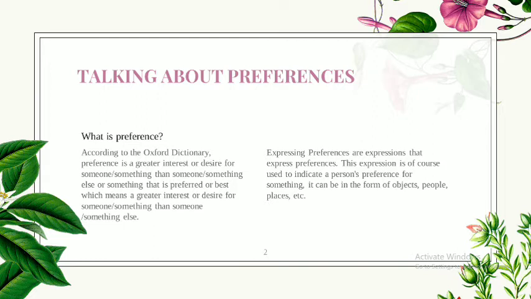Okay, guys. In life, we often have to choose something to do today, and we choose what we like, of course. And in English, the expression when choosing something you like is called expressing preference. Well, this time we will discuss expressing preferences. And what is expressing preferences? Expressing preferences are expressions that express preference. This expression is, of course, used to indicate a person's preference for something. It can be in the form of objects, people, places, etc.